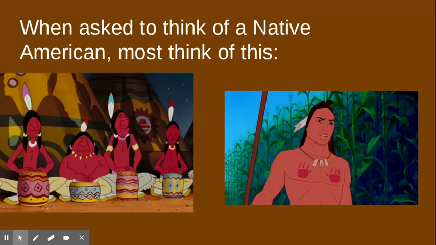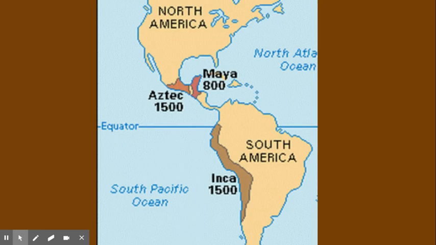And again, this is just a stereotypical view of a native, right? There are a lot of different examples. Again, a lot of different tribes, a lot of different styles of clothing, a lot of different styles of jewelry, right? So before Columbus shows up, there are three large empires of Native Americans.